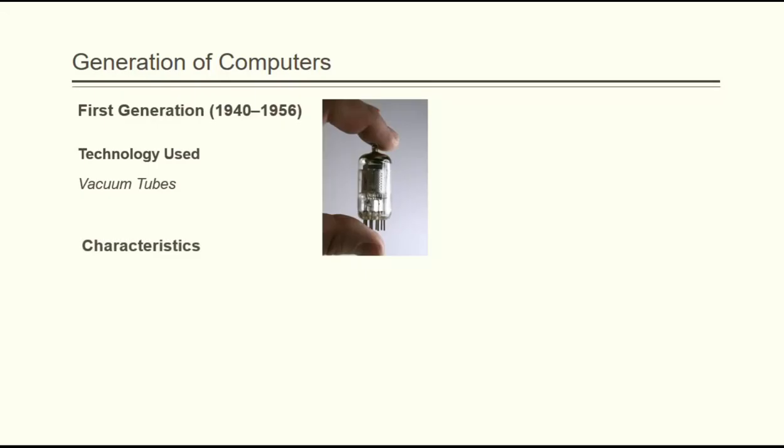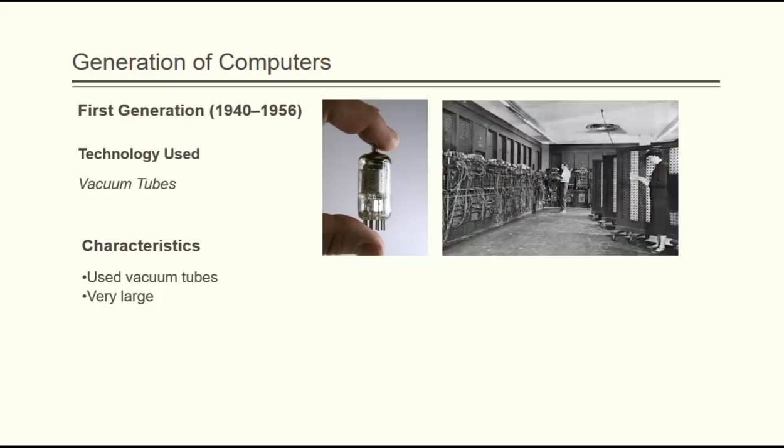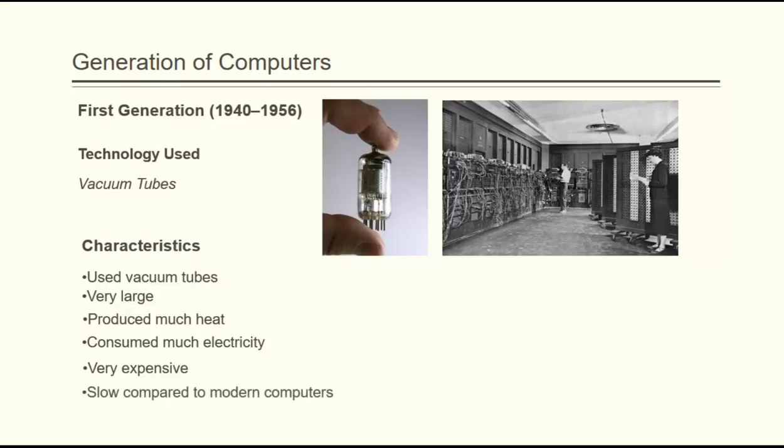Now let's look at some of the characteristics. That generation used vacuum tubes, as we have mentioned. And these tubes were very large. And they produced much heat as well. They consumed a lot of electricity. And they were very expensive. And rather slow compared to modern computers.